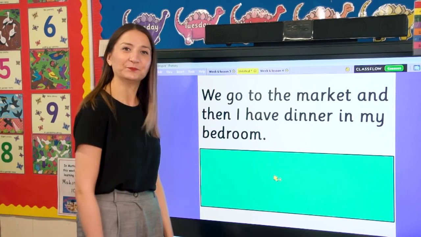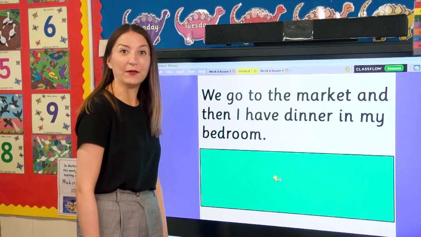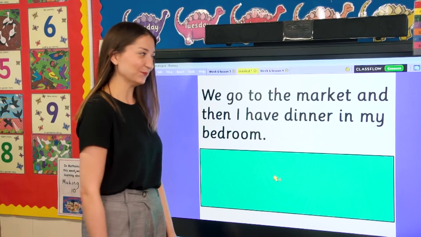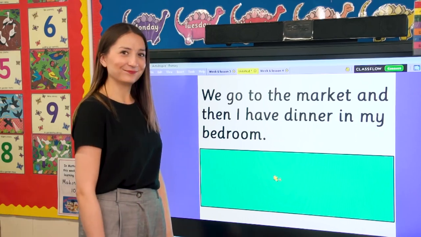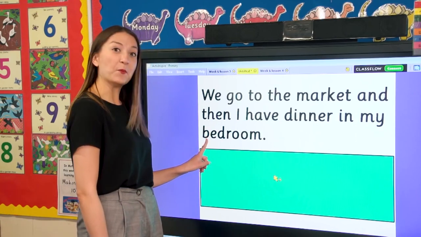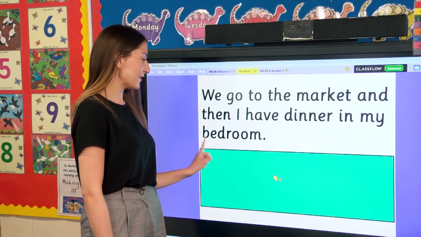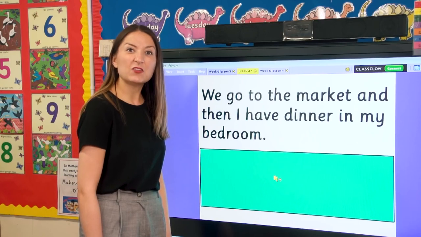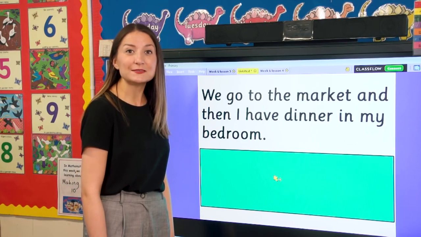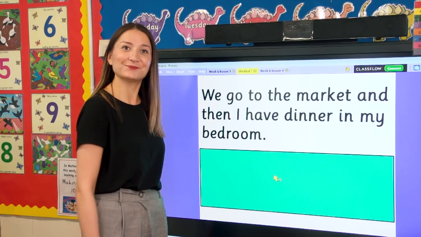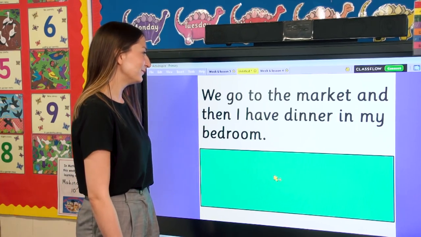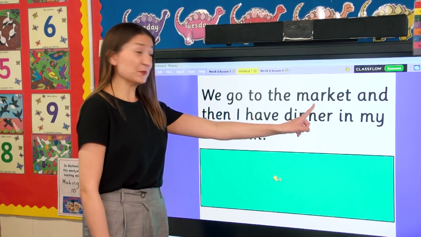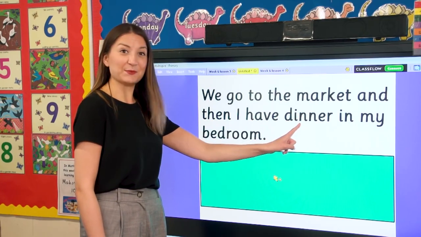Have a look at this one. Can you spot any compound words? Remember, a compound word is two words put together. Yes, this is a compound word because there are two words put together to make one word. Can you see any multi-syllabic words? Remember, they are words with more than one syllable, like rocket. Can you see any? Yes, this is a multisyllabic word, and so is this one.